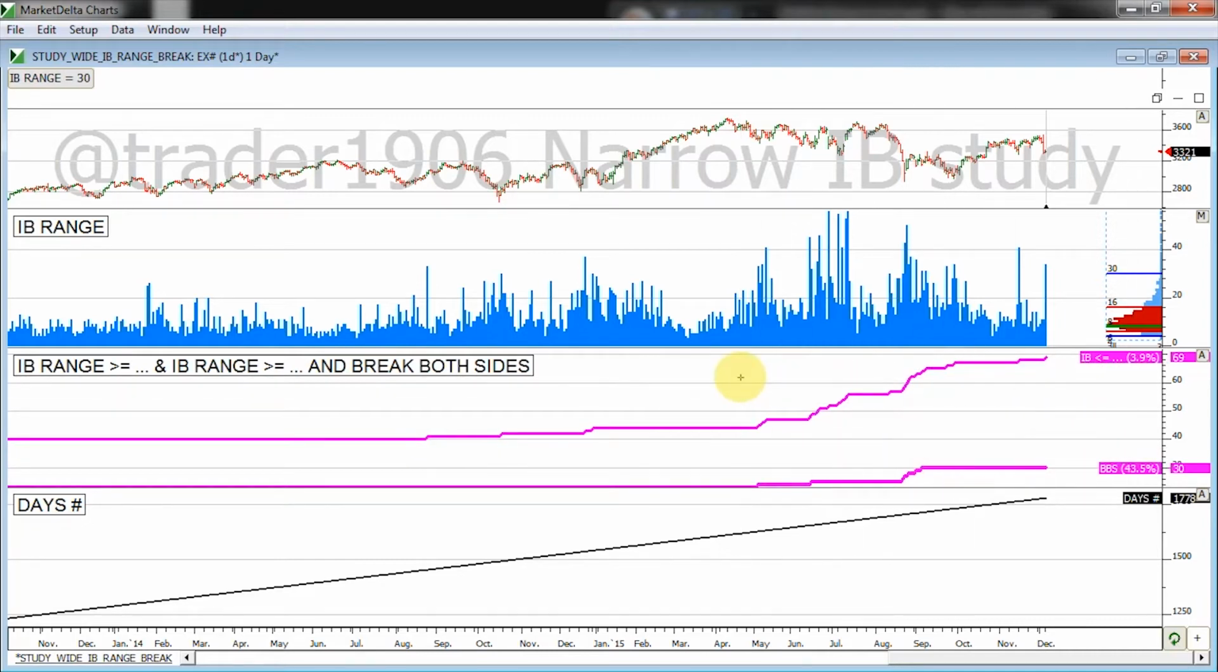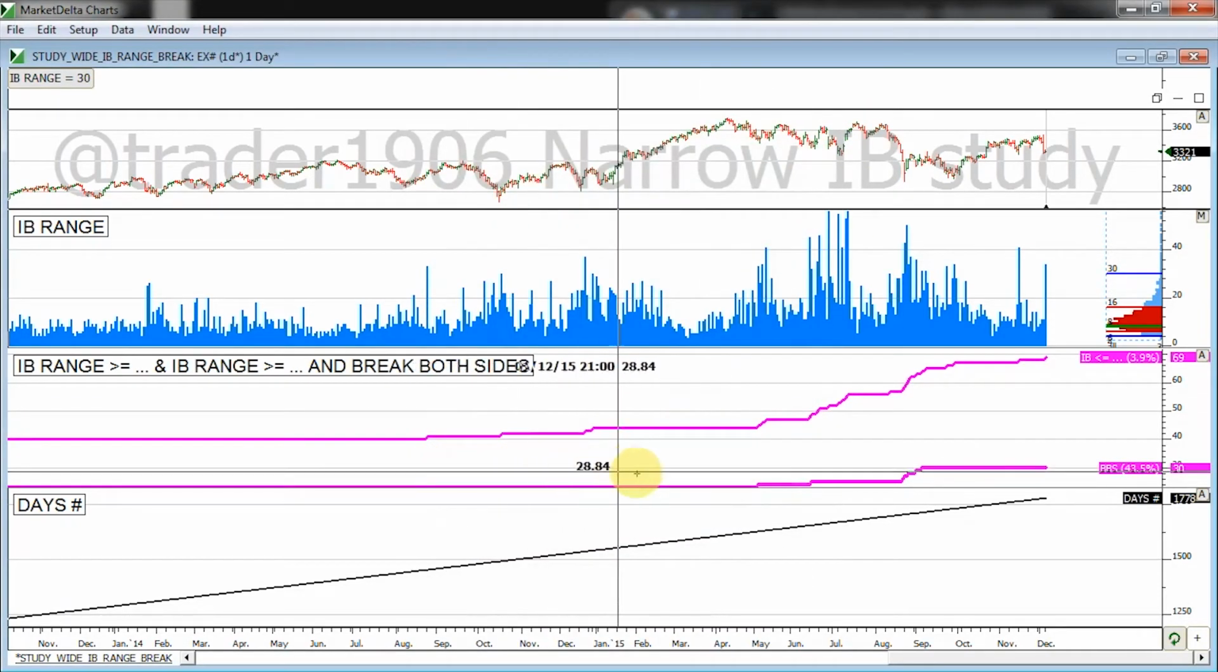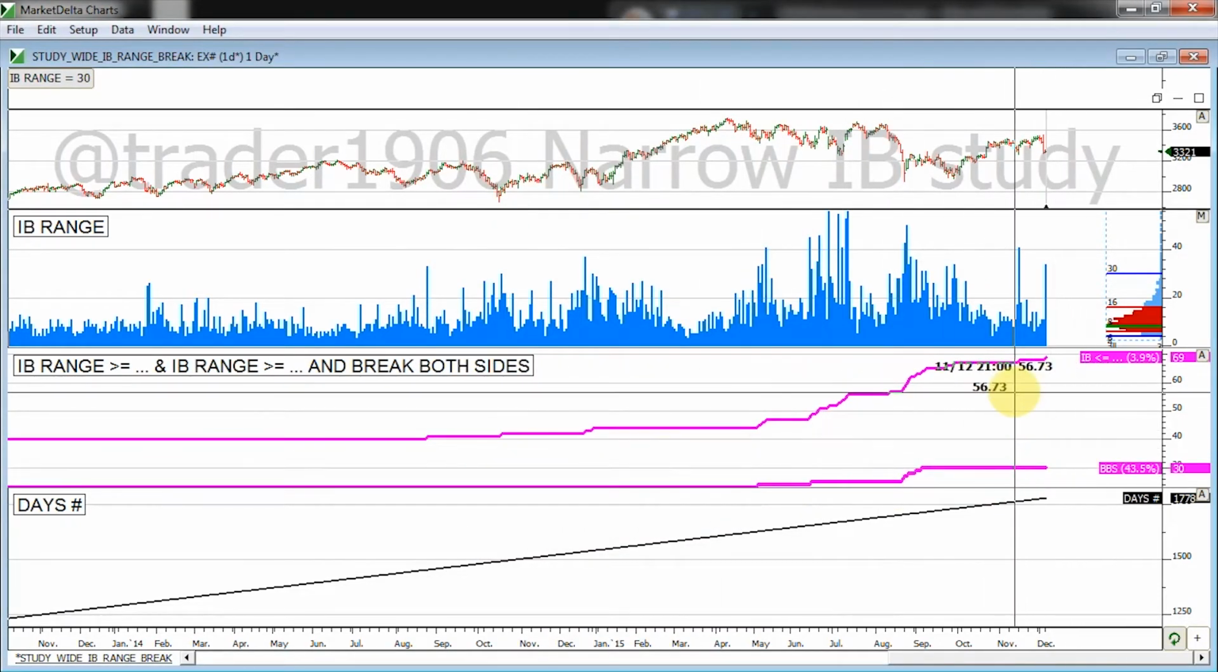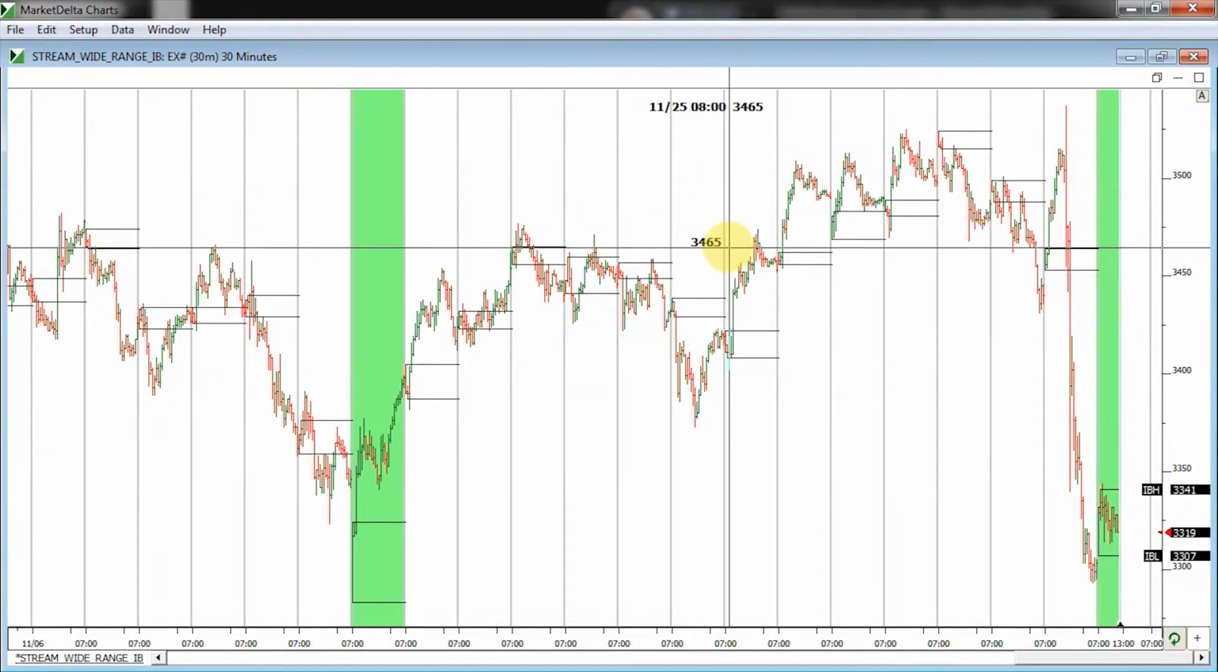So it should, in theory, be a better representation of the past data and what should occur in the future. Then the lower signal statistics indicator just adds up. It says, okay, was the IB range large? Equals true. Then we ask, was the high greater than the IB high, and the low less than the IB low? If that's true, then it accumulates the ones that are true.